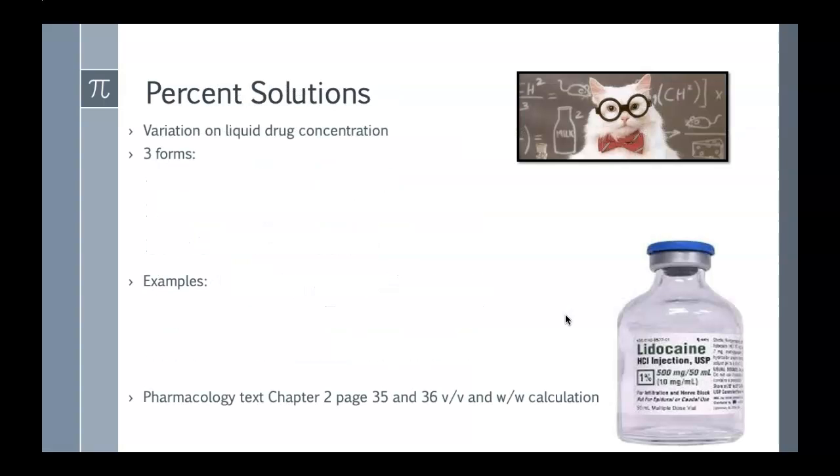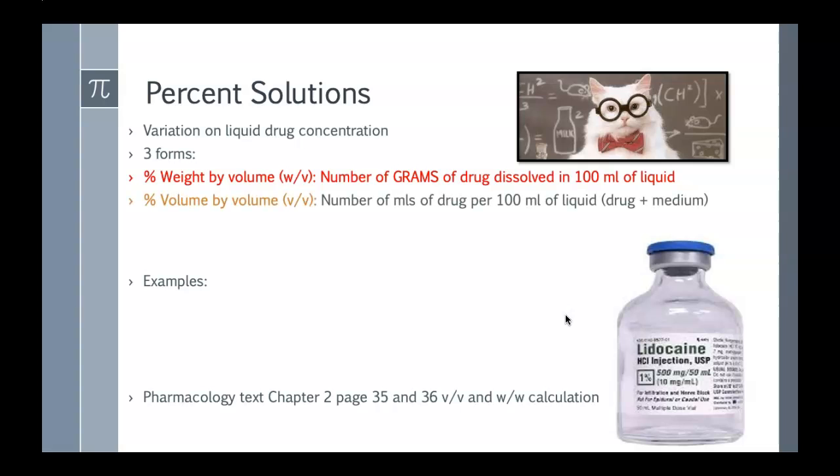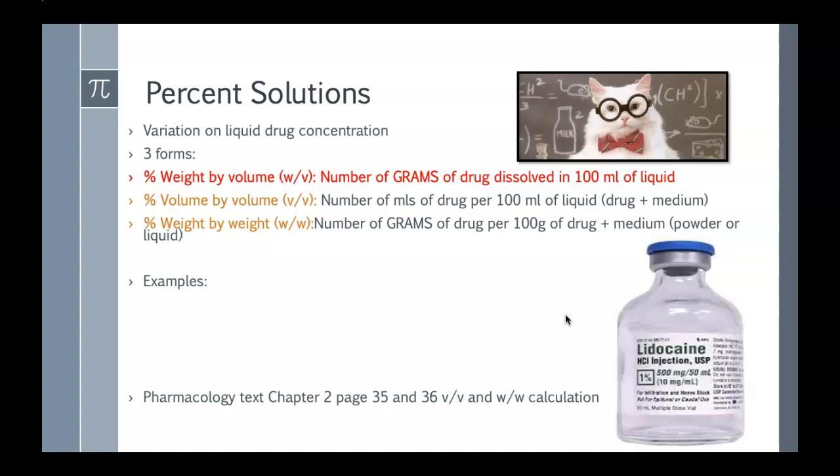All right, percent solutions. We started talking about this last semester. It's a variation on liquid drug concentrations, and we have 3 forms. We have weight by volume, which is the number of grams of drug dissolved in 100 mils of liquid. We have volume by volume, which is the number of mils of drug per 100 mils of liquid, so drug plus medium. And we have weight by weight, so the number of grams of drug per 100 grams of drug plus medium, so it's powder or liquid.